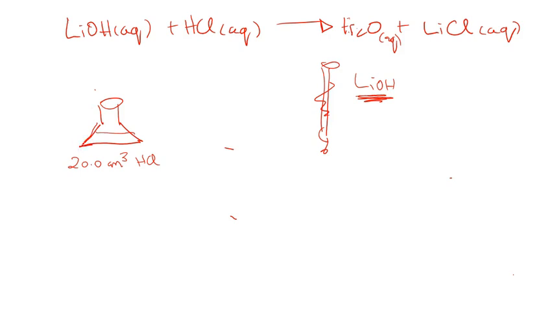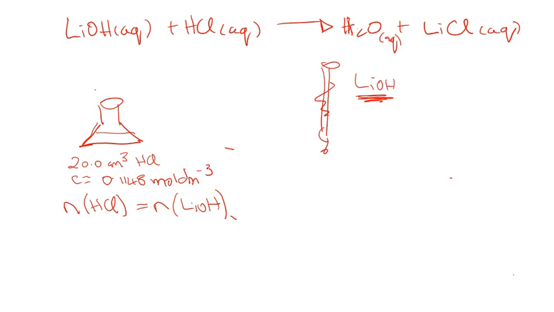So if we're going to react the lithium hydroxide with the HCl, first things first, the number of mole of HCl, because I don't have the concentration of the lithium hydroxide, is going to be equal to the number of mole of lithium hydroxide. Sorry, I got that around the wrong way. I know the concentration of my HCl. So in this case, my concentration of HCl is 0.1148 moles per decimeter cubed.